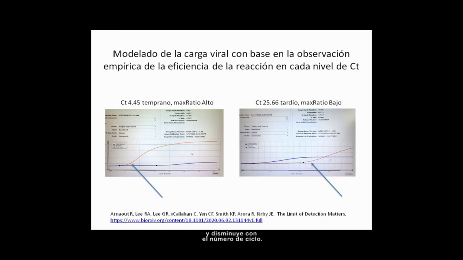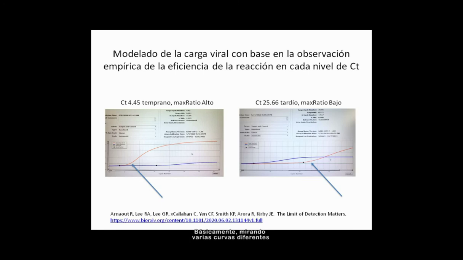it decreases with cycle number. These are graphs of 2 positive samples, one with a very low CT and one on the right with a very high CT near the limit of detection. You can see that the slope is steeper with a sample with a very high viral load that gets detected earlier. And as you go through additional amplification cycles to reach your threshold, the amplification becomes less efficient.